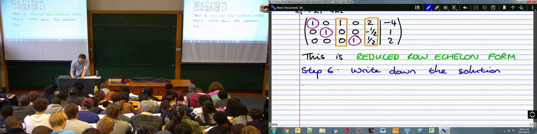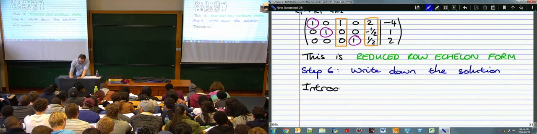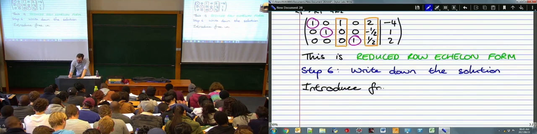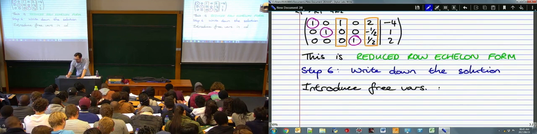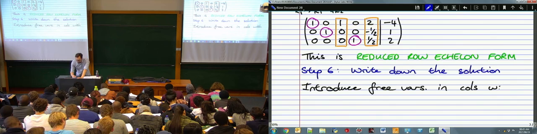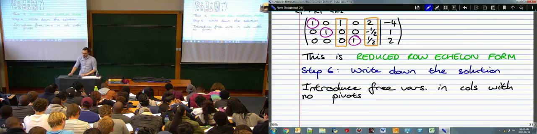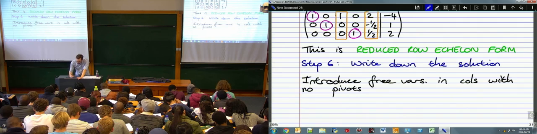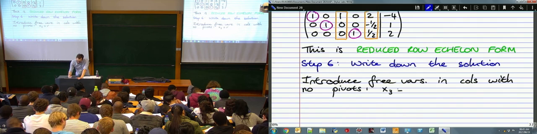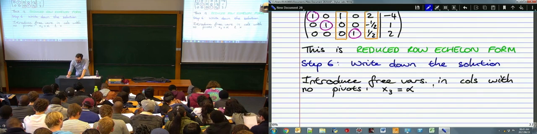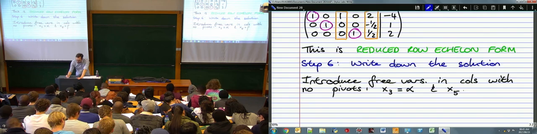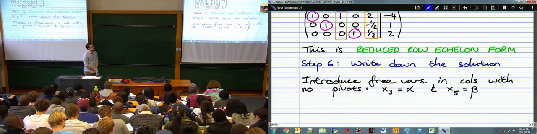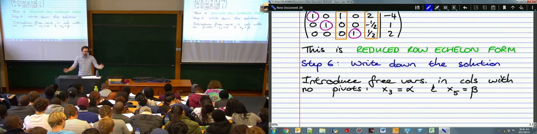So write down the solution. Introduce free variables in columns with no pivots. So in this particular case, x3 is equal to, I'm going to call it alpha, and x5 I'm going to call beta. And now we can write down our solution.